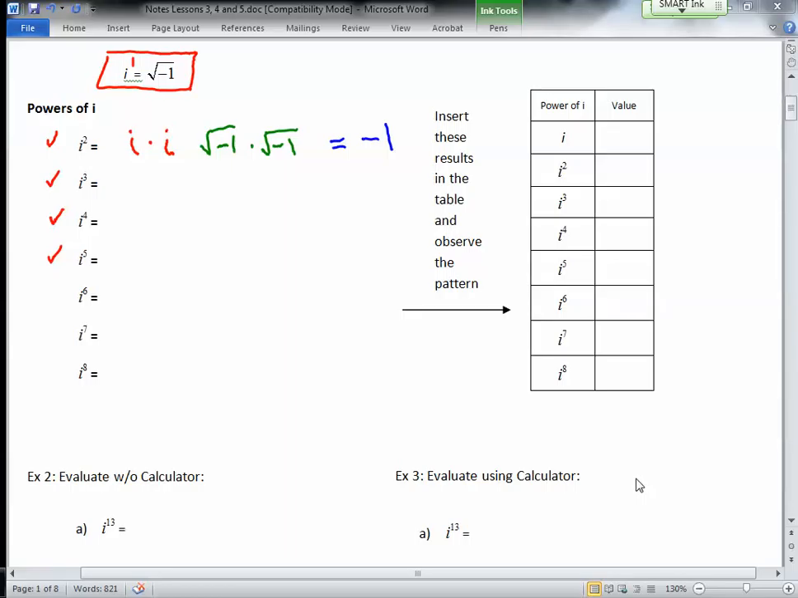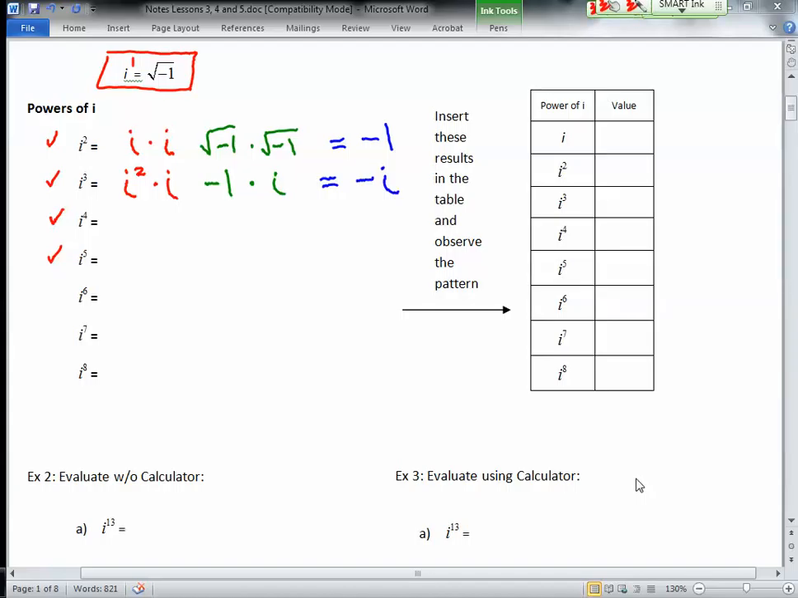How about i to the third power? Well, that is going to be i squared times i, right? Because we would just add the exponents. We said that i squared is equal to -1 times i. And so -1 times i would be equal to a negative i.